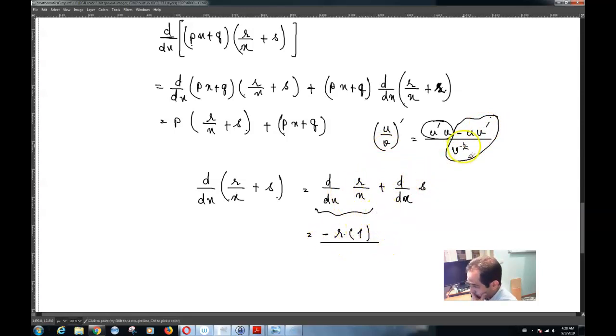And the denominator is v squared, so v squared is x squared. Plus d by dx of s, which is the derivative of some constant, equal to 0. So that's equal to negative r over x squared.